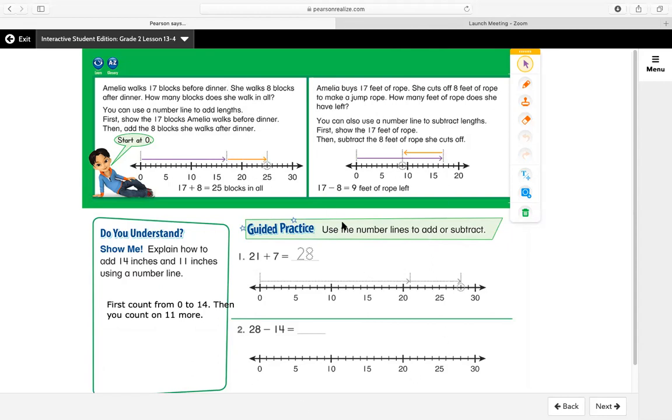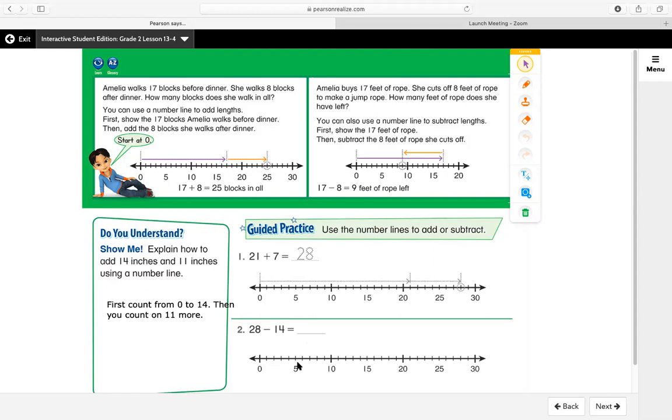So here we're going to use this number line. We have an addition problem and a subtraction problem. We'll just go over the addition one together because they have done all of the work for you. So we start with 21. So we draw that arrow and stop at 21. Then we're going to add 7 more. So we just count over 7, stop the line, we're at the number 28.